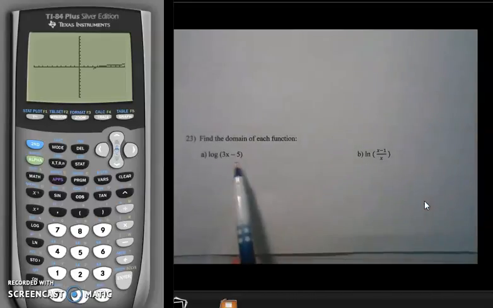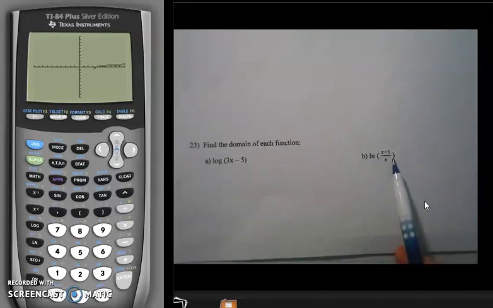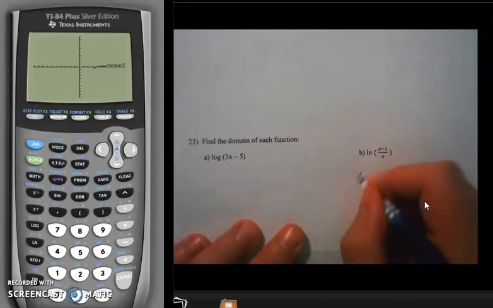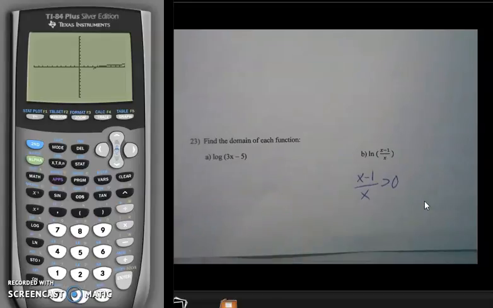Again, you're setting whatever you're taking the log of, in this case 3x minus 5, has to be greater than 0. Over here, x minus 1 divided by x has to be greater than 0. So that is a rational inequality, which goes back to previous chapters' work. So that's where you find the undefined values and the x-intercepts, and then do your sign chart. So I'll put the answer up to that. So pause the video and try these.